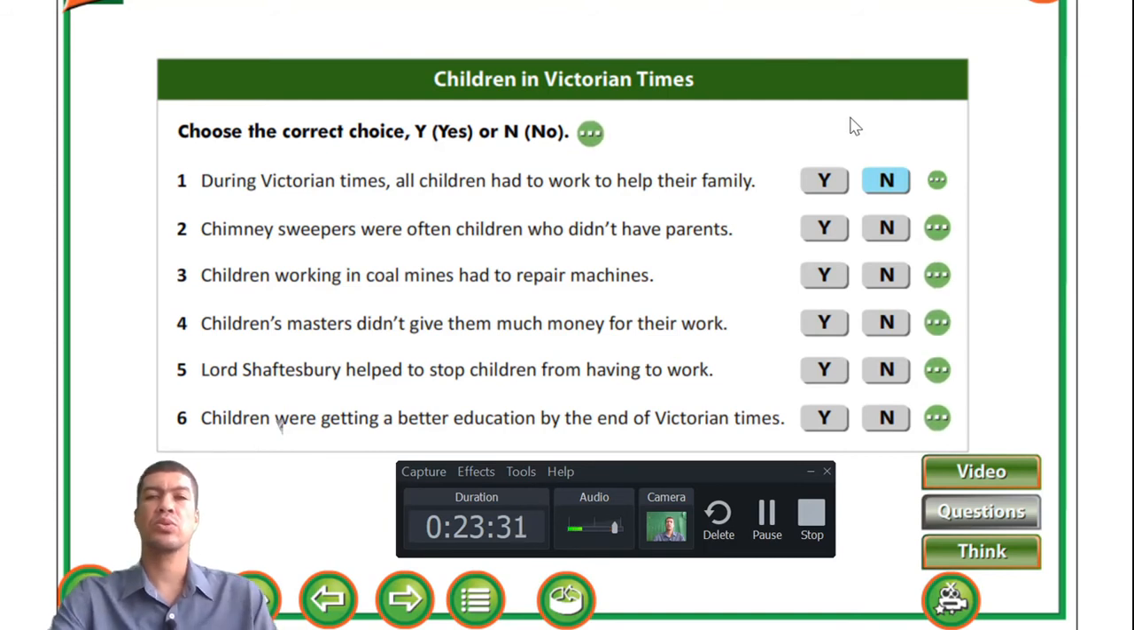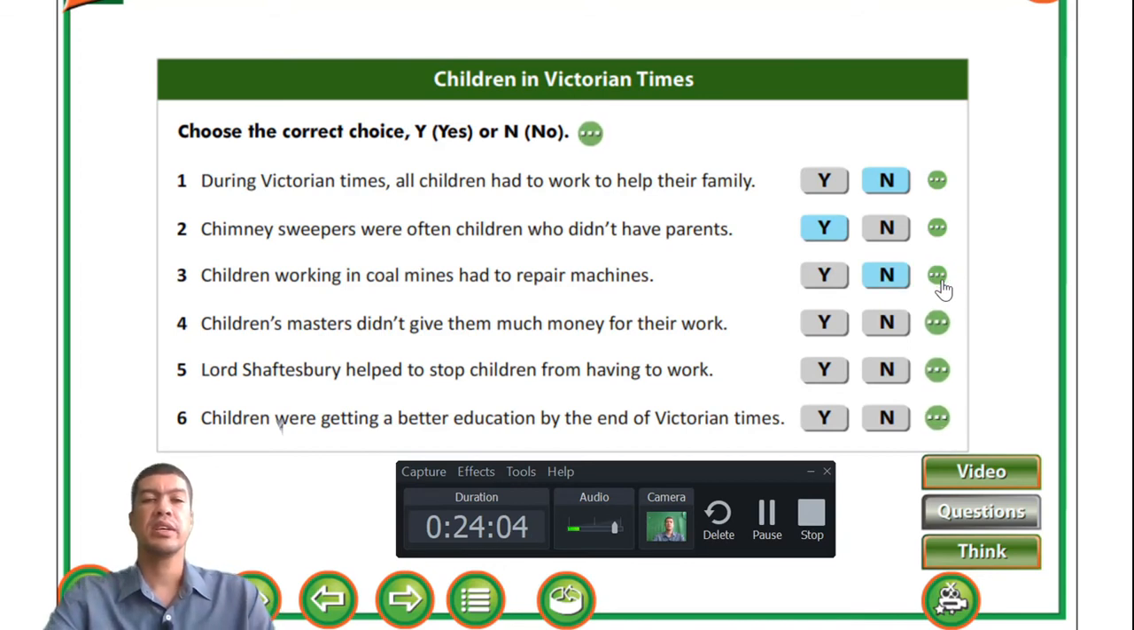Well, that's false. All children did not have to work to help their family because, as the text has said, these were some of the children that had no guardians and had no parents and they were orphans. Number two, chimney sweepers were often children who didn't have parents. Was that true or false? That was true. Children working in coal mines had to repair machines. Was that true or false?